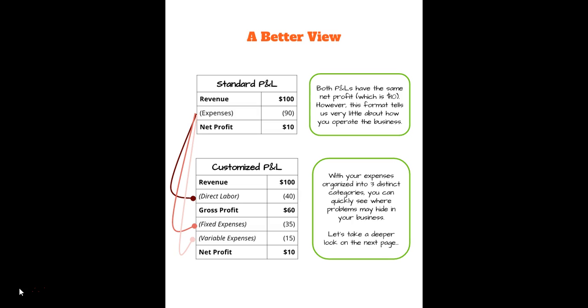Let's get a better view. So on the left, we have a standard profit and loss, and right below that, we have a customized profit and loss. And we say customized because it's going to break down, as you see, those expenses into 3 distinct categories. Both P&Ls have the same net profit, which is $10. However, this format tells us very little about how you operate the business. With your expenses organized into 3 distinct categories, you can quickly see where problems may hide in your business. Let's take a deeper look on the next page.